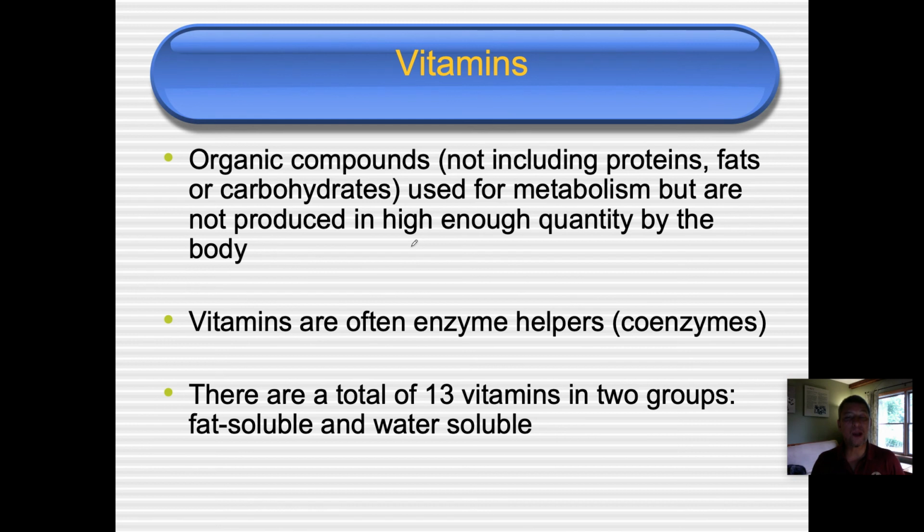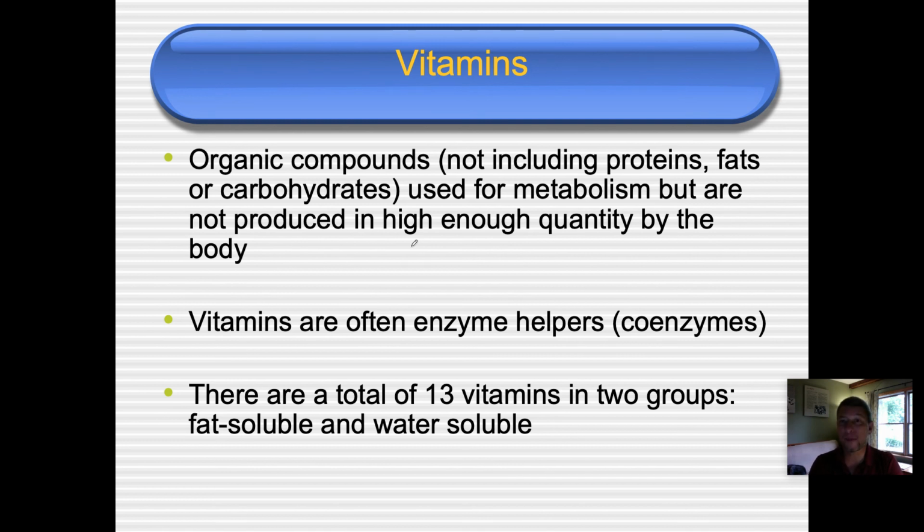Okay. Now, vitamins, on the other hand, these are organic compounds, right? So they contain carbon and hydrogen. But vitamins are not considered to be proteins, fats, or carbohydrates. And these are things that are used in our metabolism, but are not produced in high enough quantity by the body. So we have to take them in. They're important because oftentimes they're enzyme helpers. And so sometimes vitamins are referred to as coenzymes.